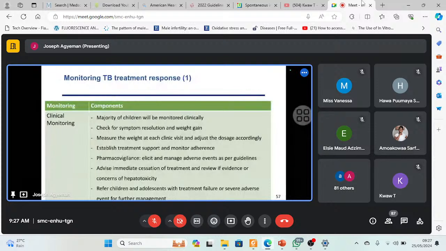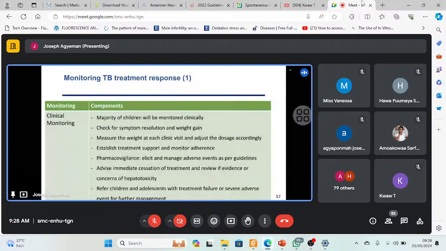All right. And for that matter, per every visit, you therefore need to weigh the patient and then you confirm whether we are having any gains. Improvement in weight means there is what? Improved efficacy.